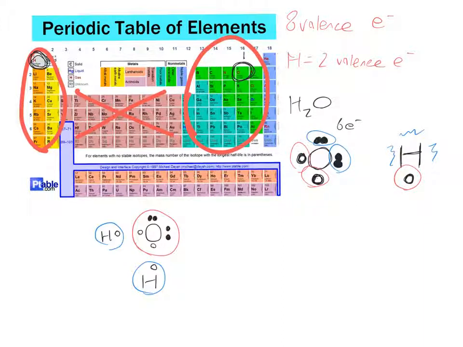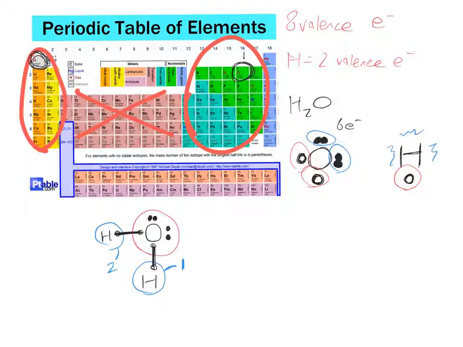We might notice that we can form a single bond with oxygen and one of the hydrogens, and then form another single bond with oxygen and the other hydrogen. And I'll just rewrite this Lewis structure a little bit more neatly right here. And this is the Lewis structure that we just drew for water.